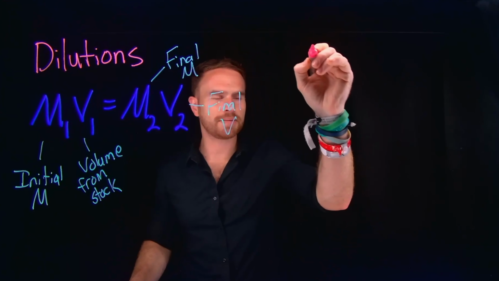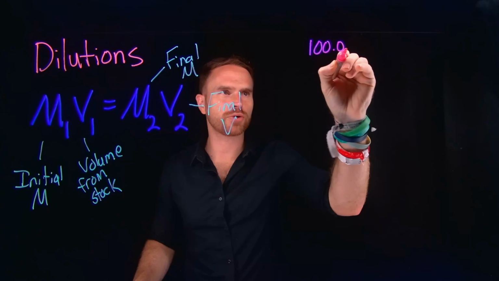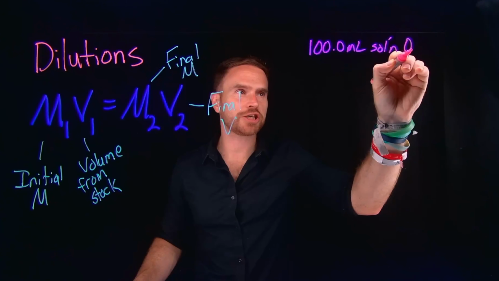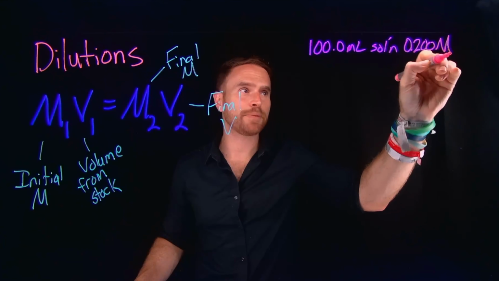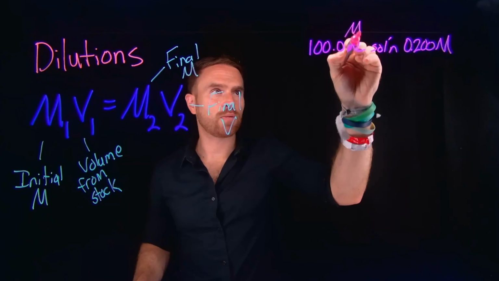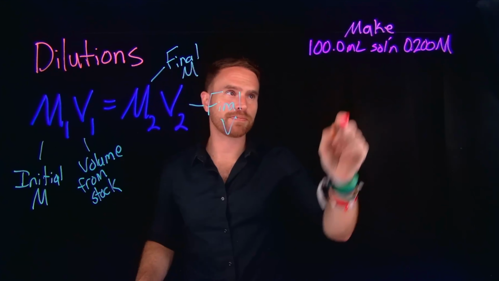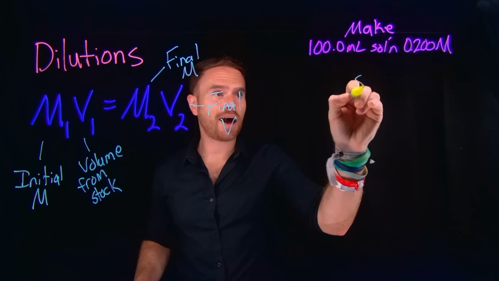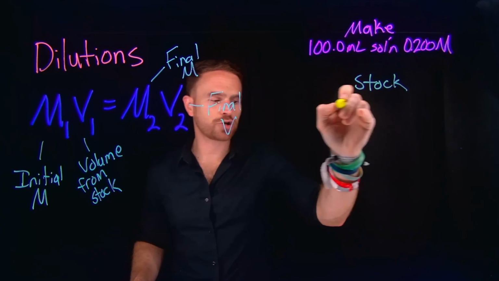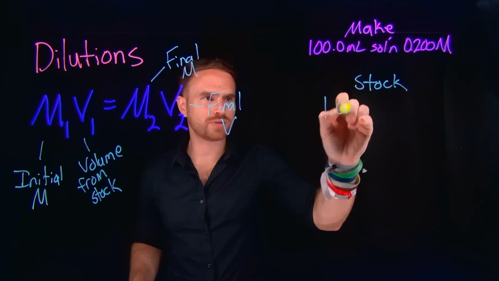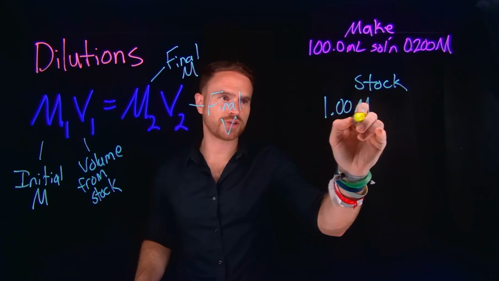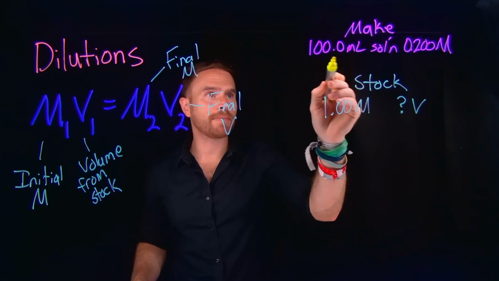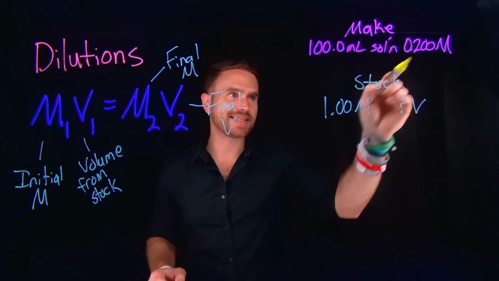Let's say that you want to make a 100.0 milliliter solution that is a molarity or concentration of 0.200 capital M, or molarity. And this is the solution that we're trying to make. So I'm trying to make a 100 milliliter solution that has a concentration of 0.2 molarity. If I have a stock solution that contains a concentration of 1.00 molar or 1.00 capital M, then how much volume do I need to take from this stock solution to make my new solution that's 100 milliliters at 0.2 molar?